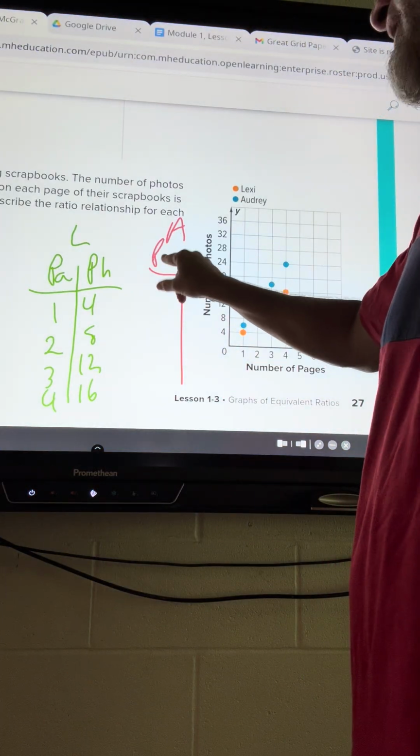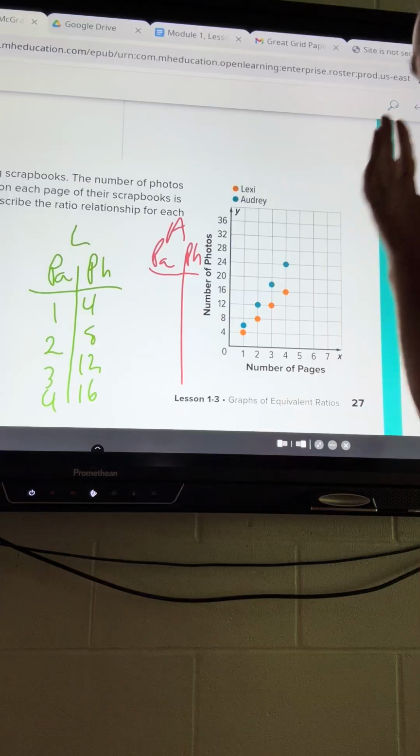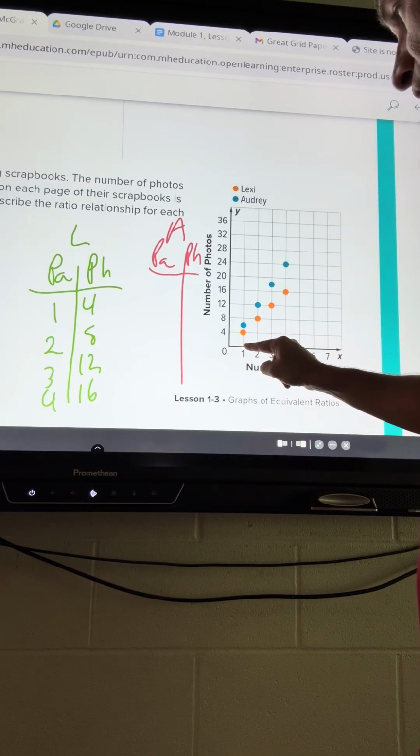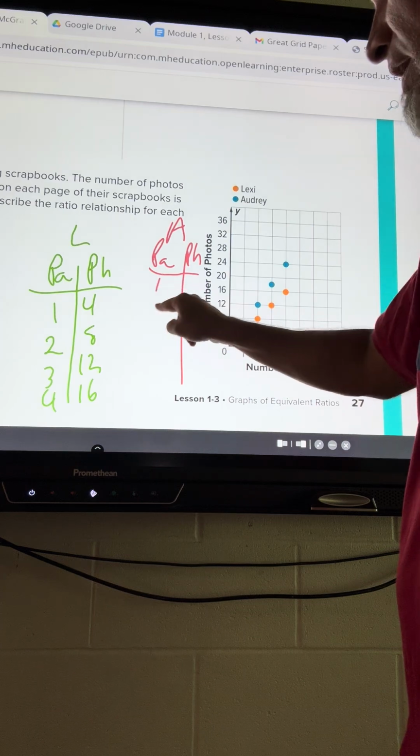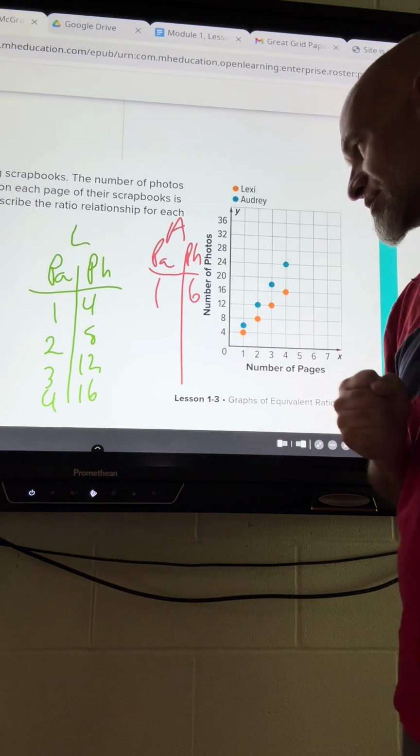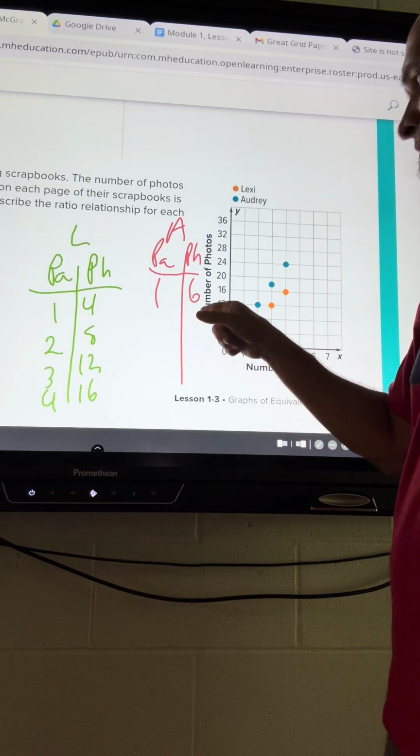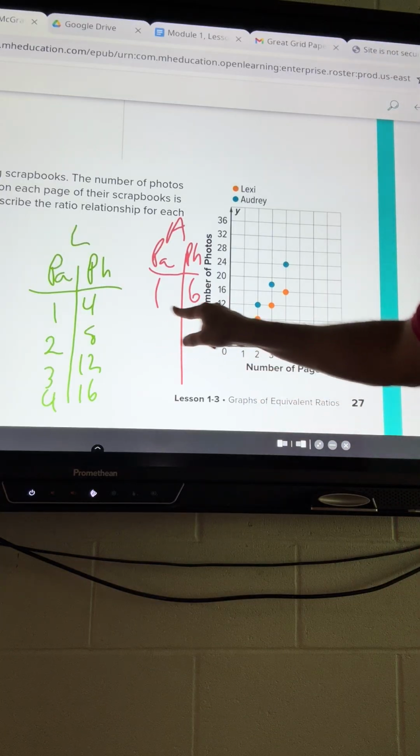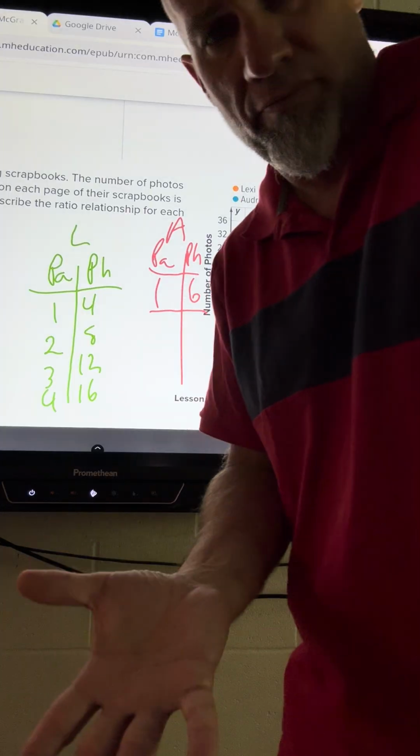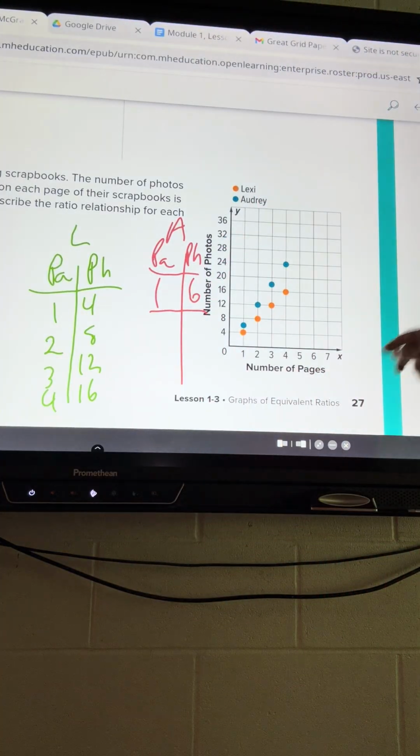So it's going to be pages and photos. And for her, the numbers aren't directly on the numbers, right? So it's a little bit more difficult. So over to 1, and in between 4 and 8 would be 6. So 1 and 6. So you should be able to figure out the other 3 coordinates from just looking at the 1 to 6. Okay, and then just compare. Number of photos per page.